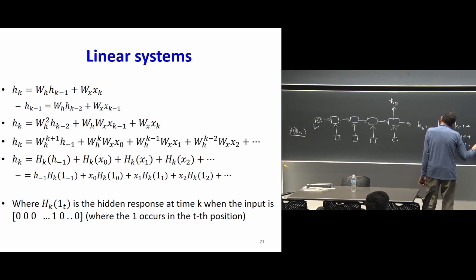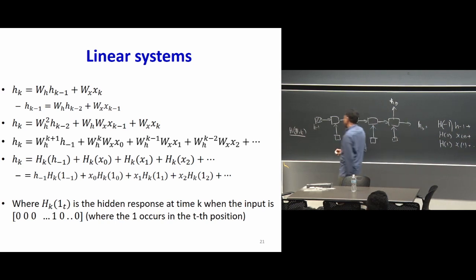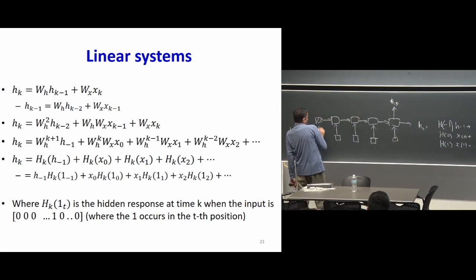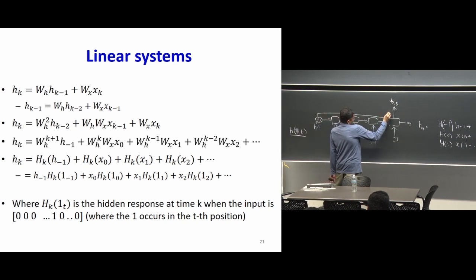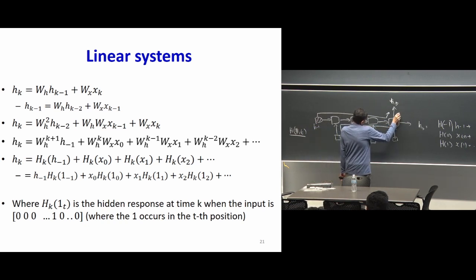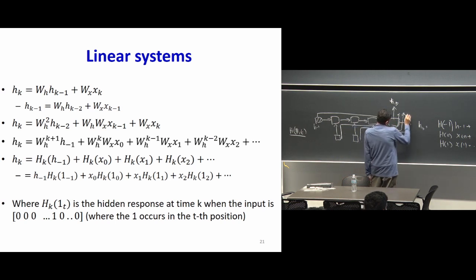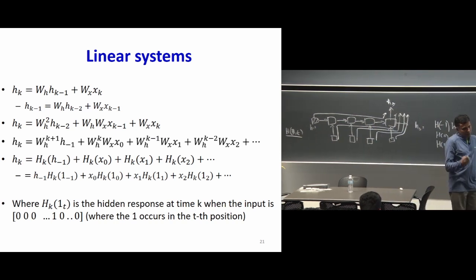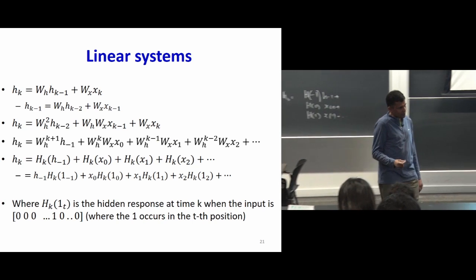I'm being a bit sloppy about it with the notation, but the idea that we're trying to convey is that the output is the sum of the response to this term plus the response to this term plus the response to this term plus the response to this term. It's just a direct summation. And that's because the activation was linear. This is what we found out in the last class, right?